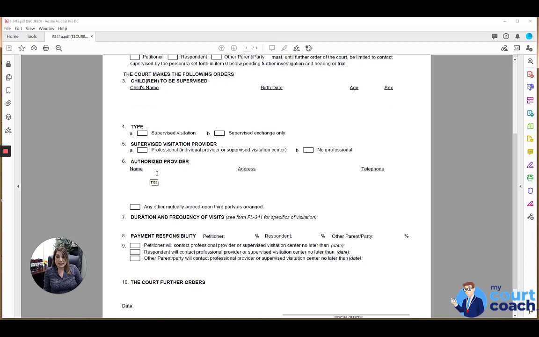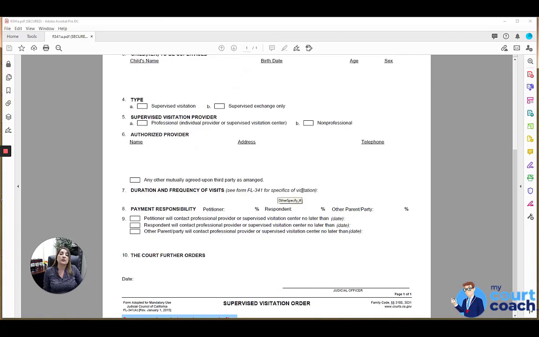Whoever is supervising the visitation, if that person is known at the time of the hearing, you would list their name, address, and telephone number in field 6. Sometimes the court will say parties are to mutually agree upon someone and make that decision within such and such number of days, in which case you would not be able to fill in field 6 at the time of preparation of this order, but you could put to be determined, or you could mark the box that says any other mutually agreed upon third party as arranged.